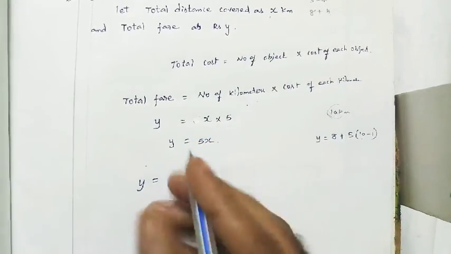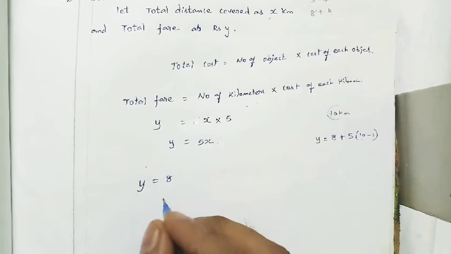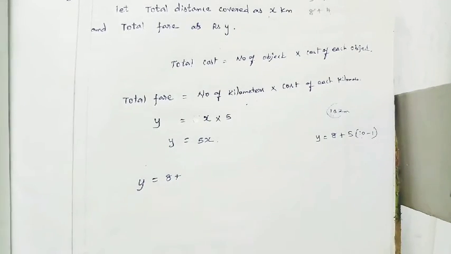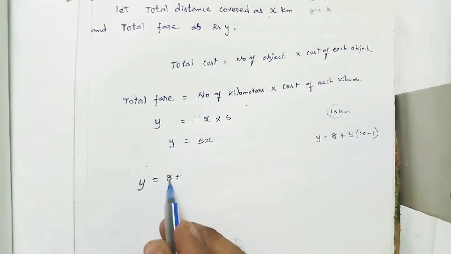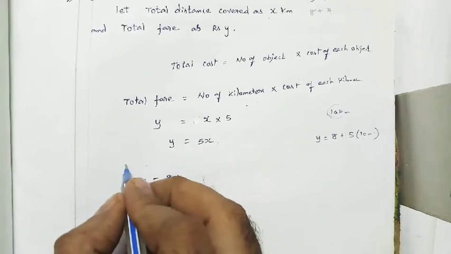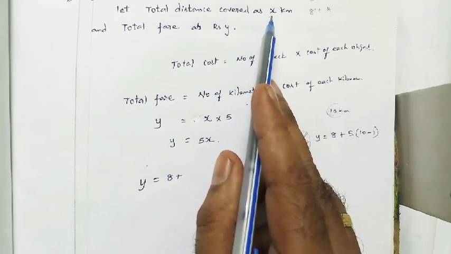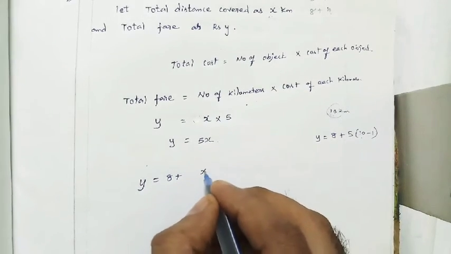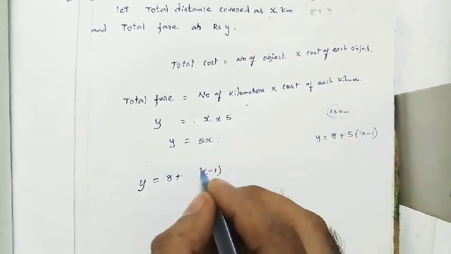For the first kilometer, I am writing 8 rupees. This is a constant, 8 rupees, right? For the remaining kilometers, how many remaining kilometers are there? We want to reduce 1 kilometer from the total number of kilometers, that is x kilometers. After reducing 1 kilometer, what will it become? x minus 1 kilometers. x minus 1.